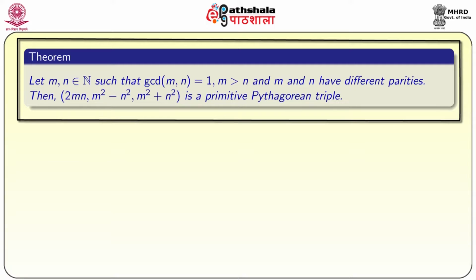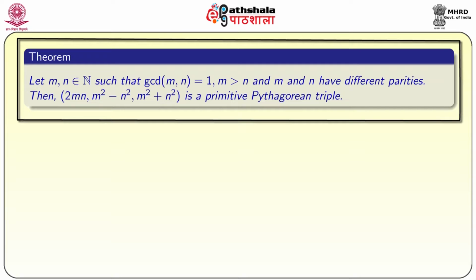Now, we look at the converse part. The converse part is also true. That is why this is an important result. These two combined will give all primitive Pythagoras triples. We are completely solving x square plus y square equal to z square for primitive Pythagoras triples. Let m, n belong to N such that GCD of m, n is equal to 1, m is greater than n, and m and n have different parities.